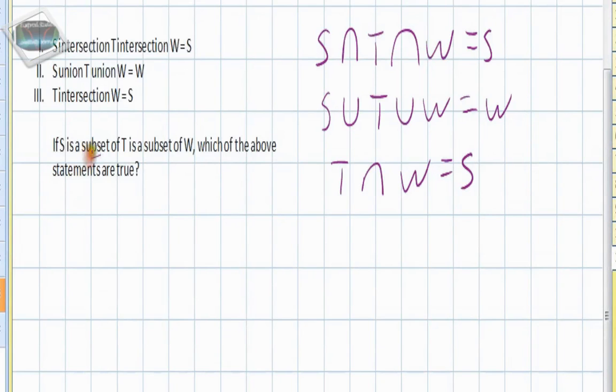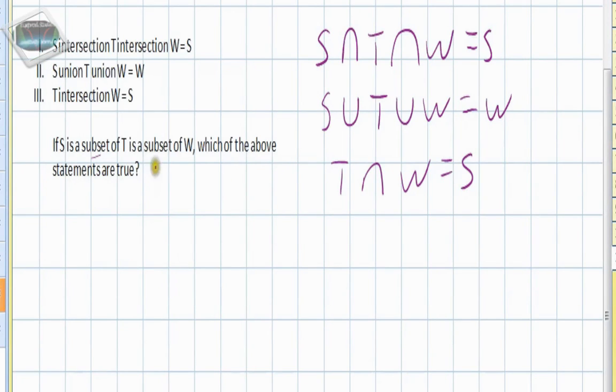In the question, it says if S, and it has this sideways U, and it says T, and then another sideways U, which looks almost like a C in my handwriting, and then it says which of the above statements is true. When it shows this sideways U, it's talking about a subset. That's what these mean, and I wrote it out in words so it could be easier to understand.